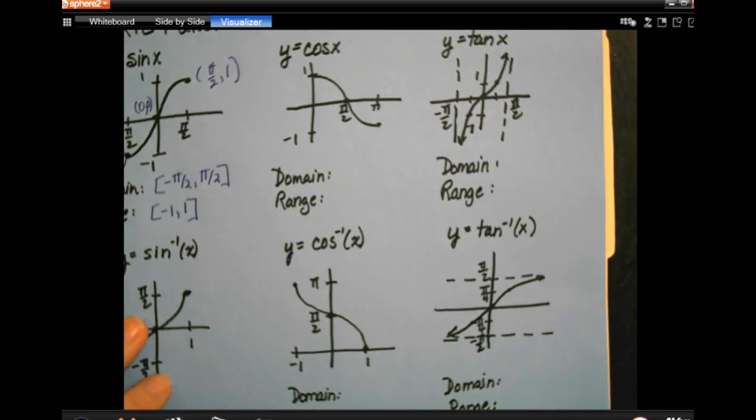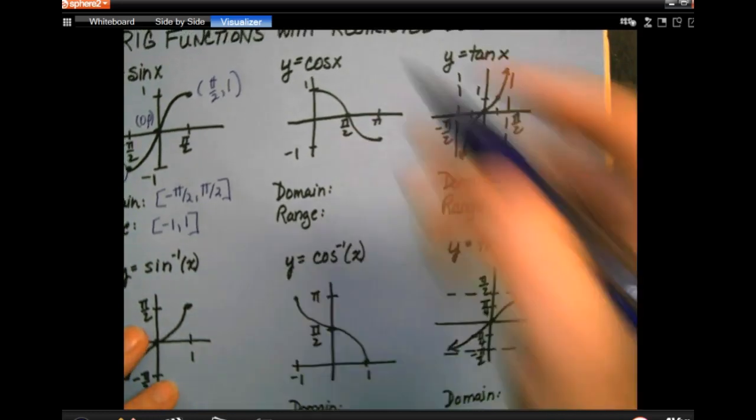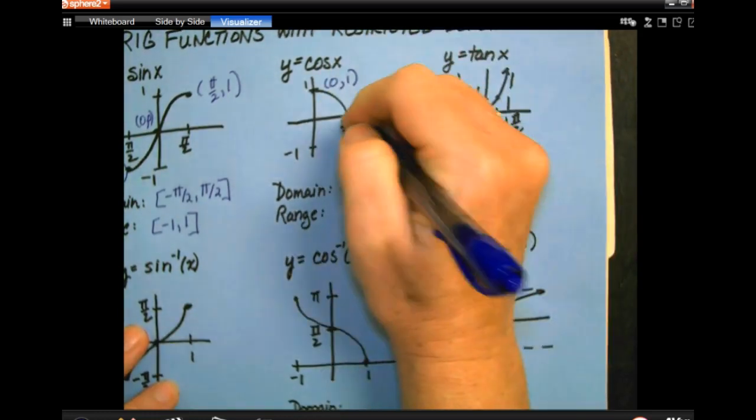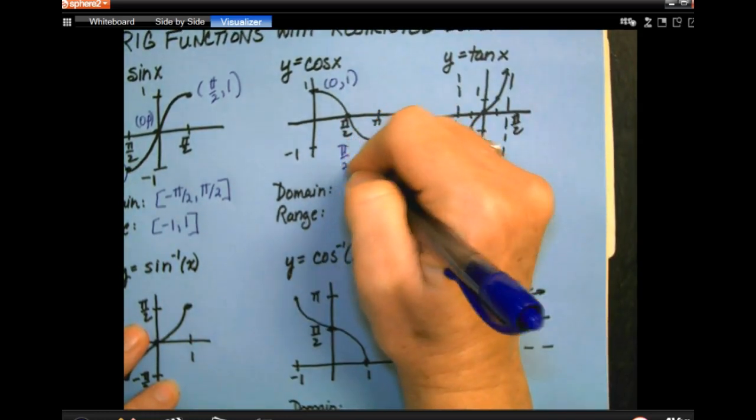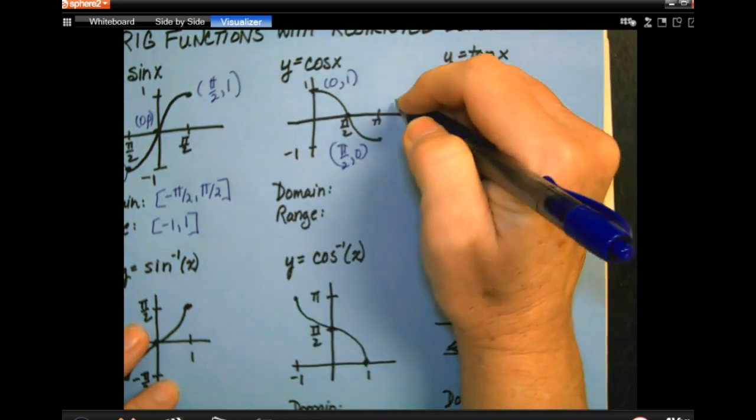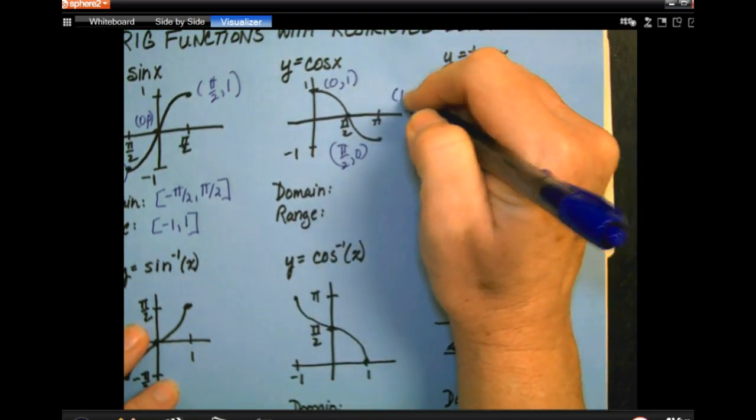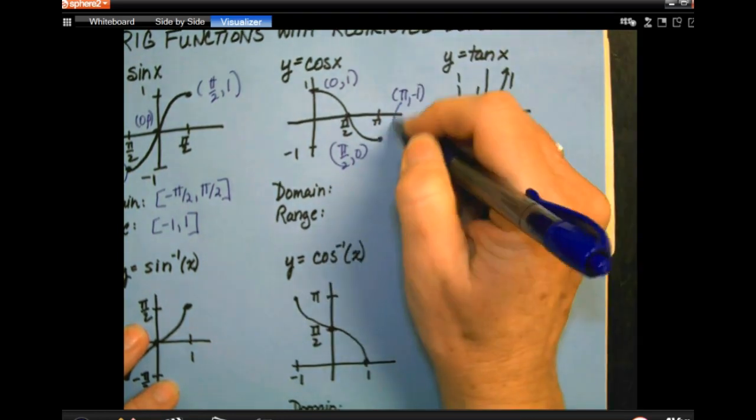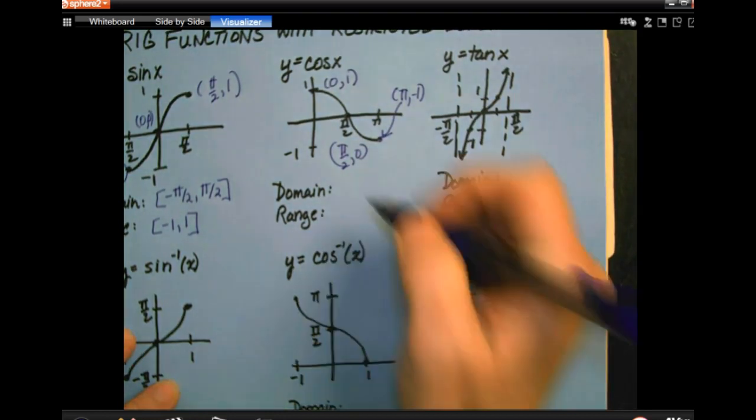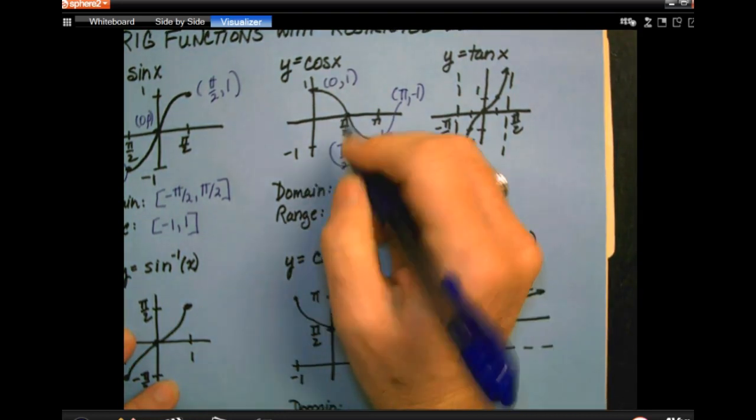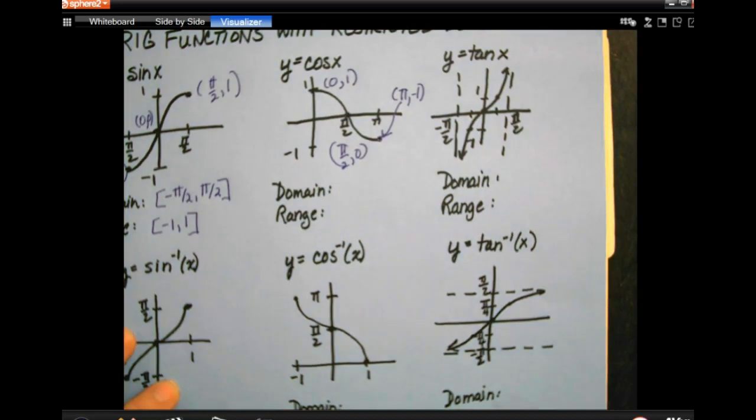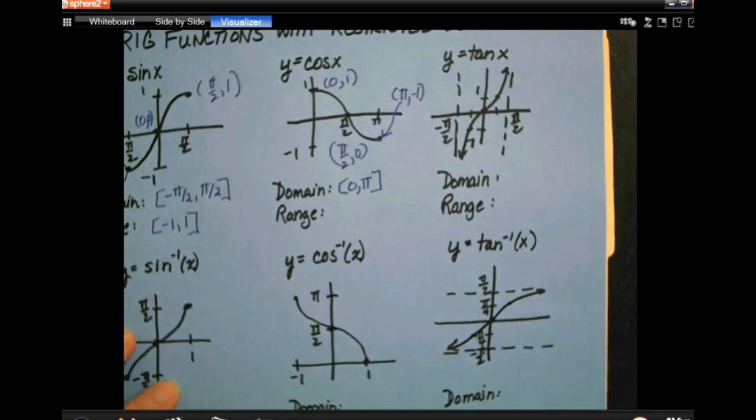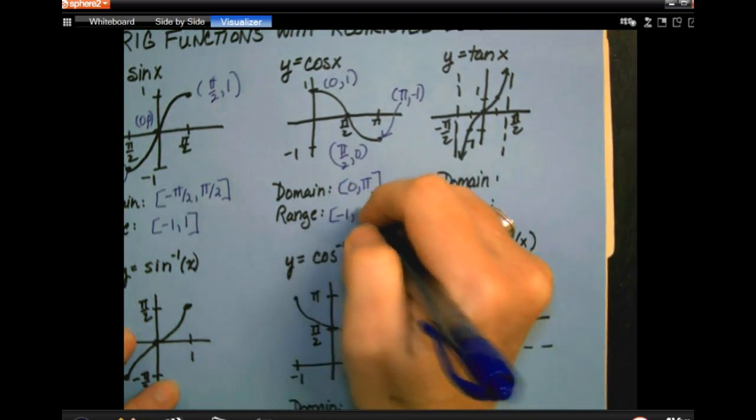If I did the same thing on the cosine and labeled these, this point would be 0, 1. This point would be pi over 2, 0. And this would be pi and negative 1. So the domain for this one, going left to right, would be 0 to pi, and then bottom to top would be negative 1 to 1.